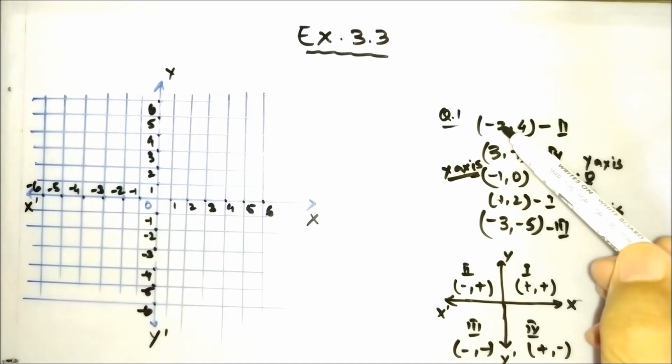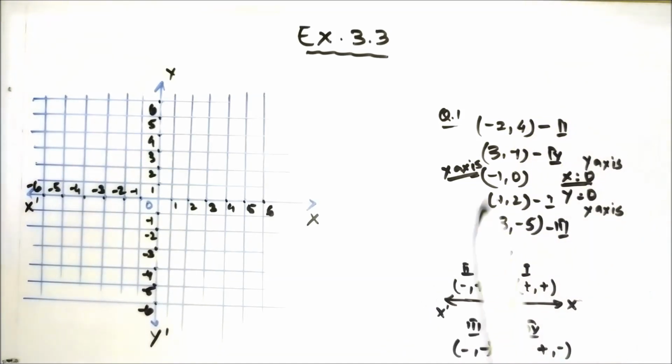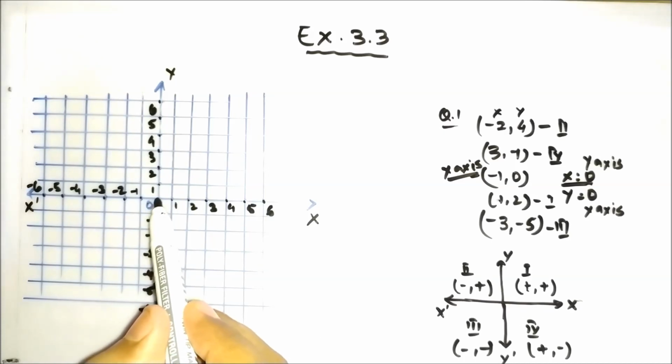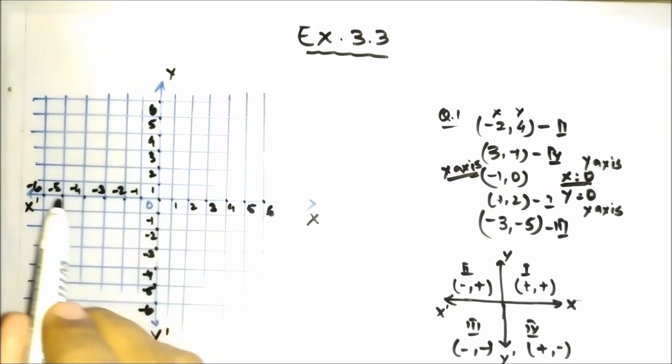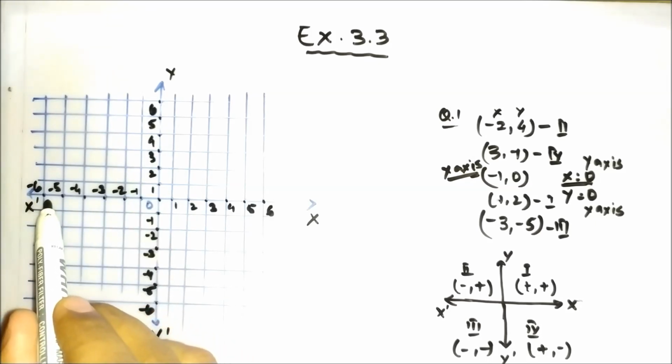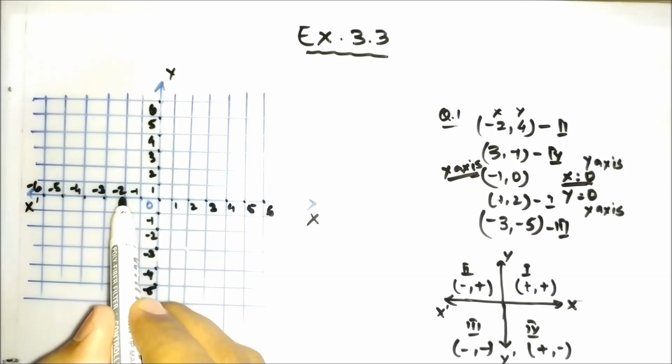The first point is (-2, 4). So x is -2 and y is 4. First we will start from 0, the origin. Minus 2 in x. The negative direction of the x-axis is this one. From here to here it is the negative direction of the x-axis. So -2 is here.